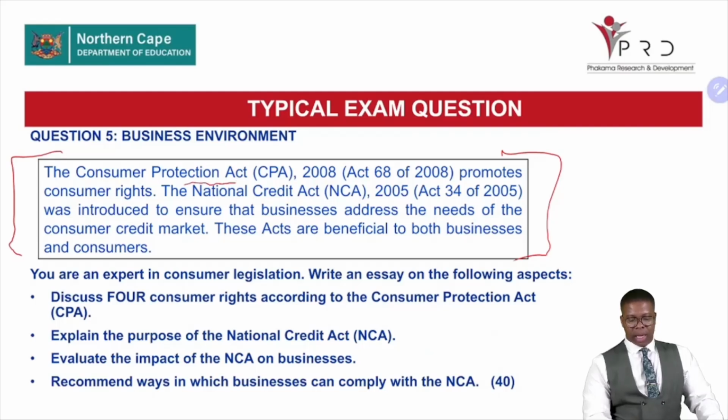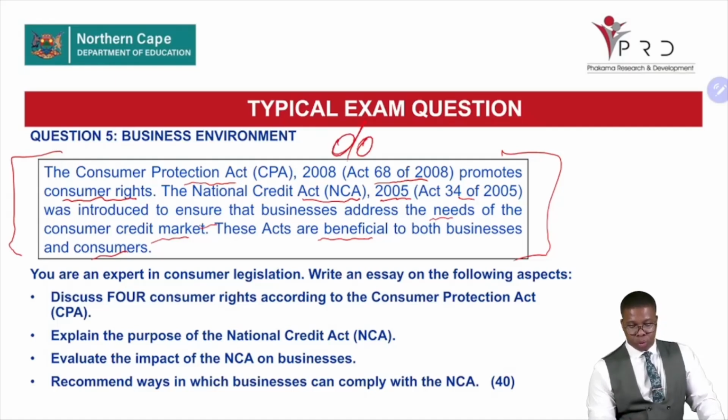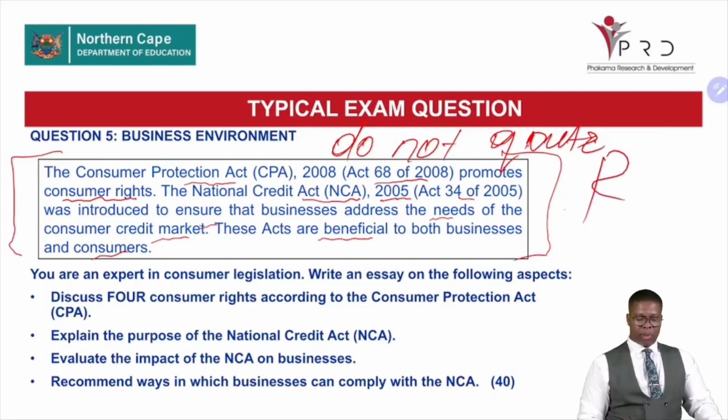So the Consumer Protection Act, for instance, is Act number 68 of 2008, which promotes consumer rights, and the National Credit Act, which is Act 34 of 2005, was introduced to ensure that businesses address the needs of the consumer credit market. These acts are beneficial to both businesses and consumers. Therefore, do not quote anything from the preamble, because it will be marked as R, meaning repetition.